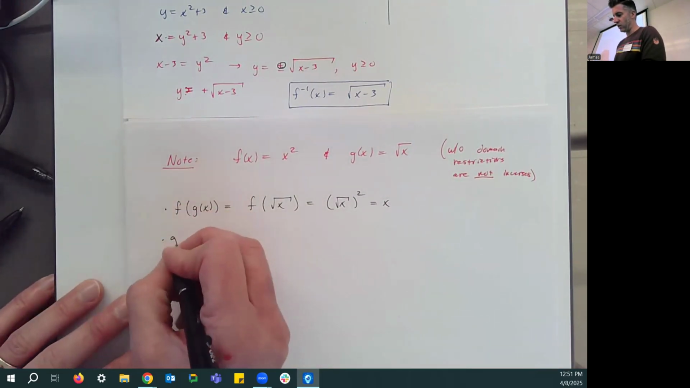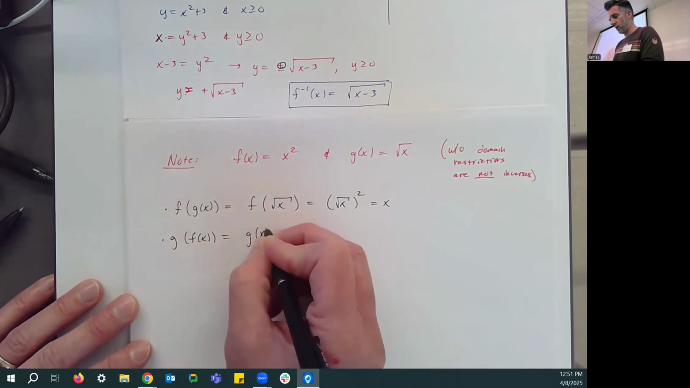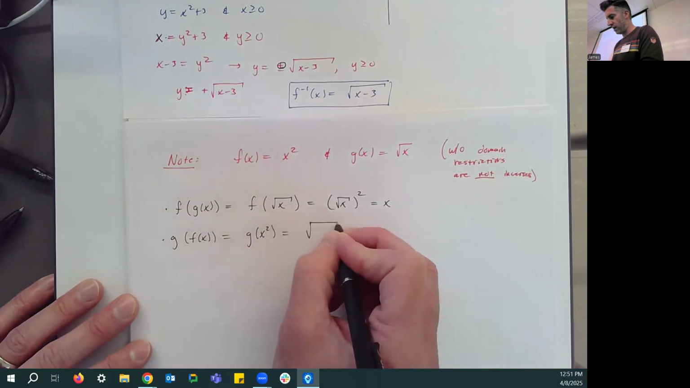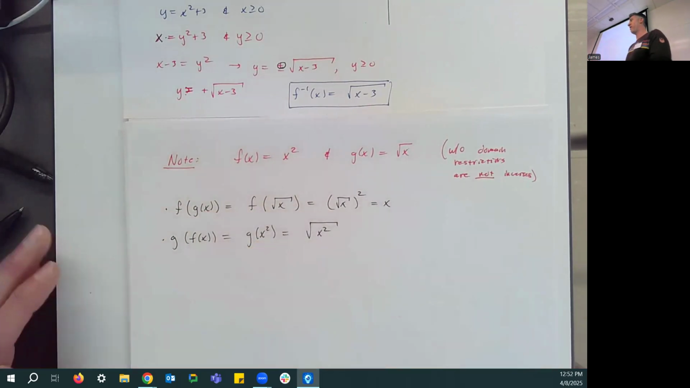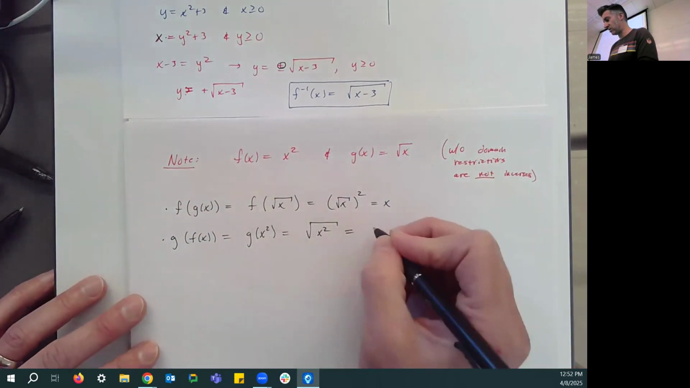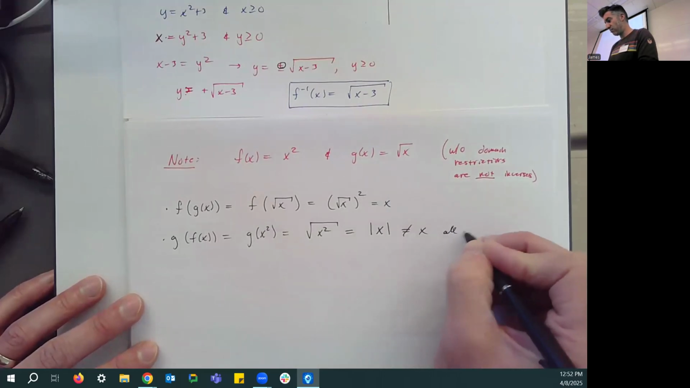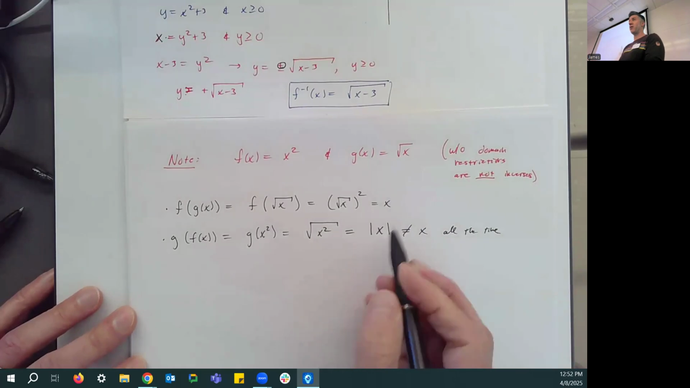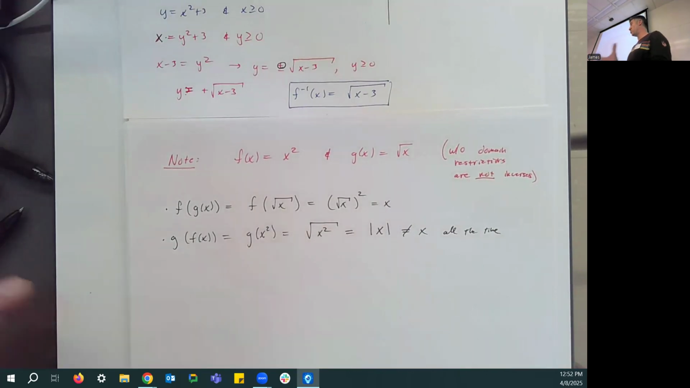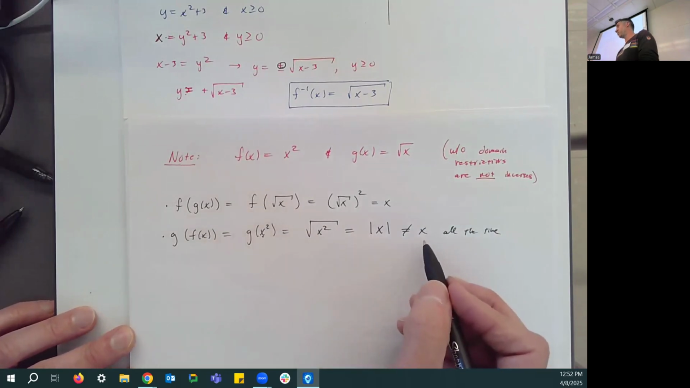But the other direction doesn't go as well. If we look at g of f of x, which is g of x squared, which is the square root of the input, the square root of x squared isn't just x. We've seen a couple of times here that this actually leads us to the absolute value of x, which is not equal to x all the time. And that's how we are seeing that these two functions, if we don't do anything with them, don't actually end up being inverses of each other. Because here you could input some negative value for x and end up with not the same thing at the very end, which is kind of a problem.